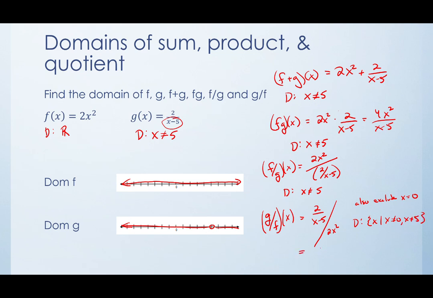And we can clean this one up a little bit if we want to. Actually, the 2's will cancel. We will get 1 over x squared times x minus 5. And that's a good place to break.